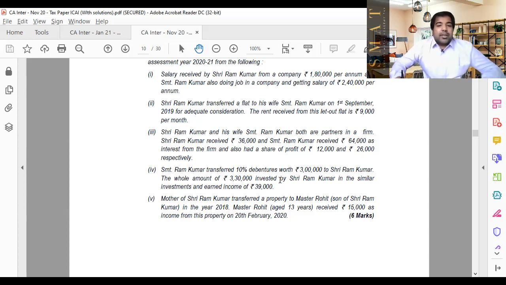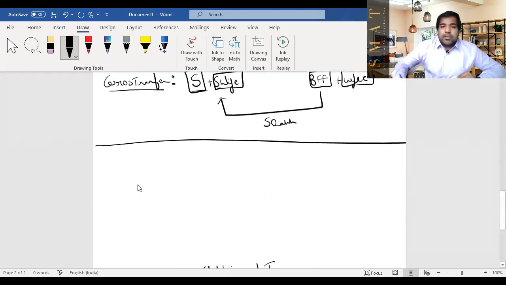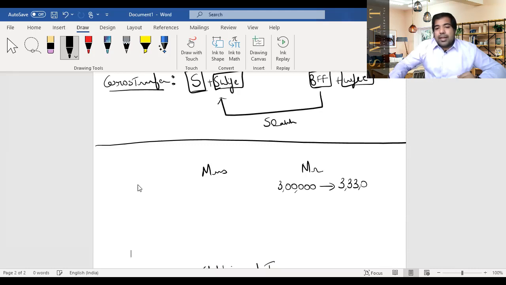The whole amount of 3,30,000 was invested by Sri Ram Kumar in similar investments and earned income of 39,000. Guys, now the nature has changed. While she had invested in 10% debentures, he took the whole amount, added 30,000 of his own, put them into other investments and earned 39,000. Be with me here. Quickly, let's calculate this one. This is Mrs. and this is Mr. He had got investments worth 3 lakh rupees, which he changed in form. He bought new debentures worth 3,30,000, on which he earned income of 39,000.